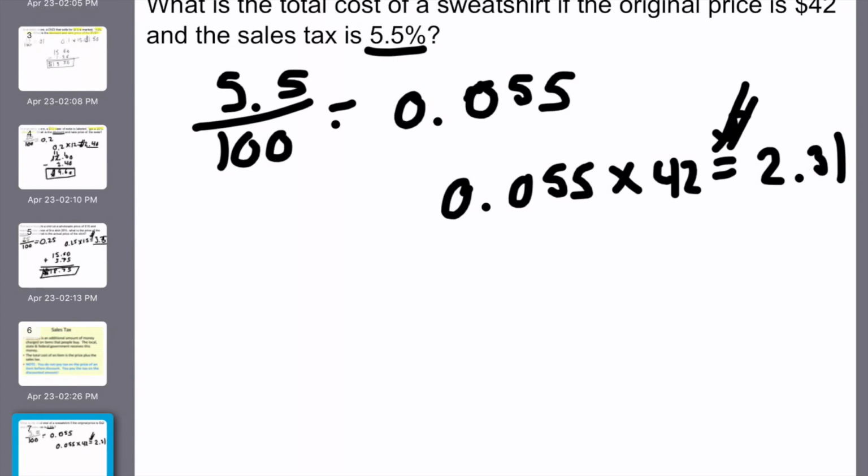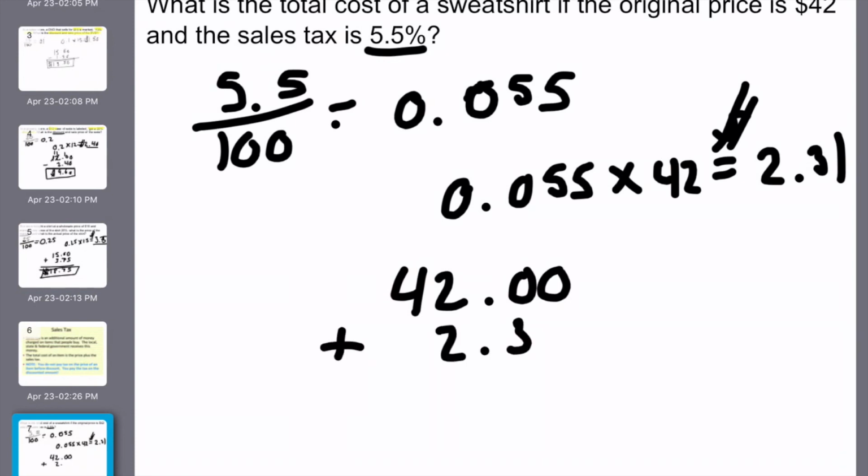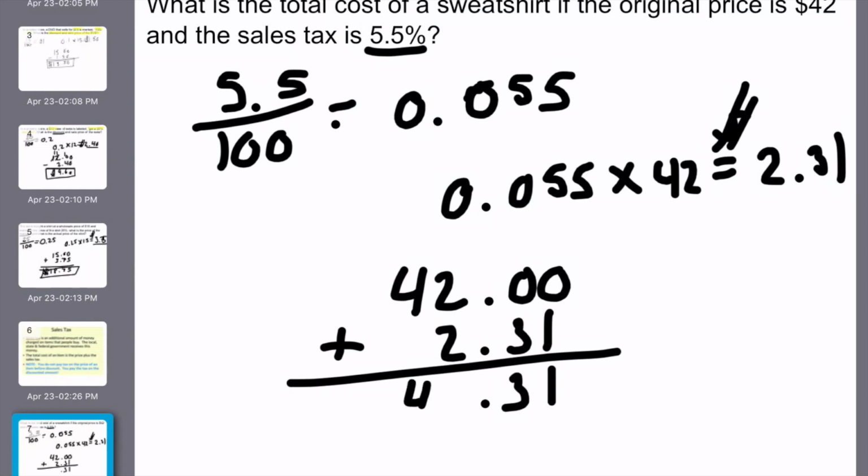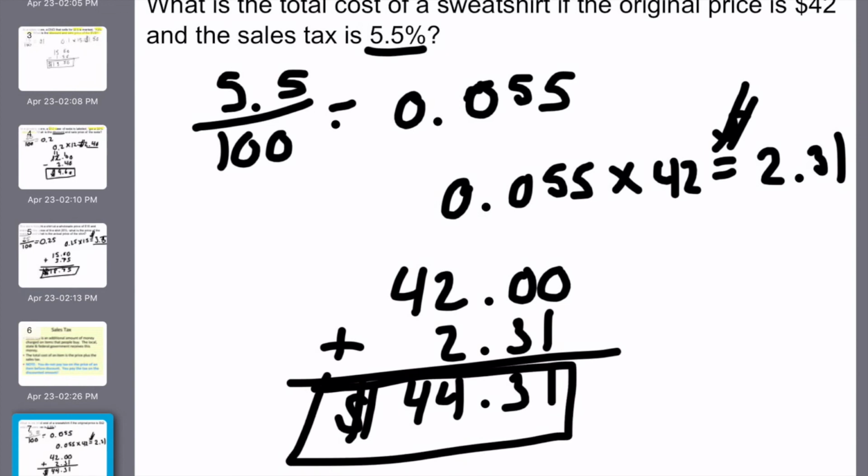And now I need to add that sales tax on top of my $42. So it's 42.00 plus $2.31. So my final price after I check out is going to be $44.31, including my sales tax. Okay?